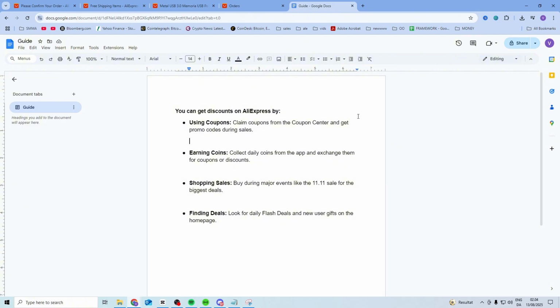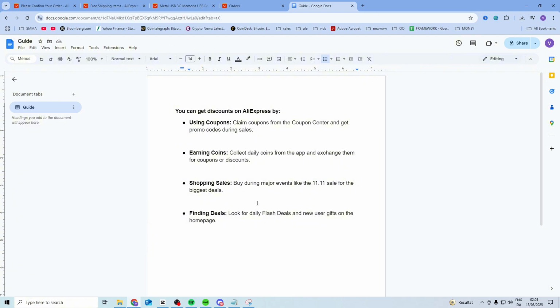The second one is you can earn coins. If you use the AliExpress app, you can collect daily coins every day and exchange them for coupons or discounts. Now the free one is to shop during the major events. This is kind of the same as the promo codes during the sales, so you can do this one as well.